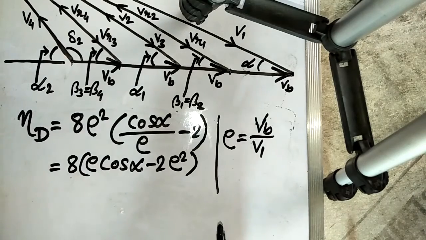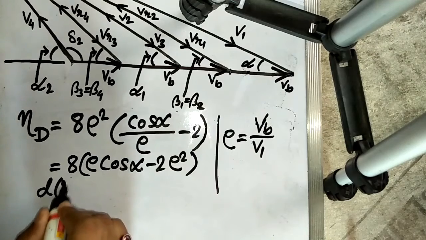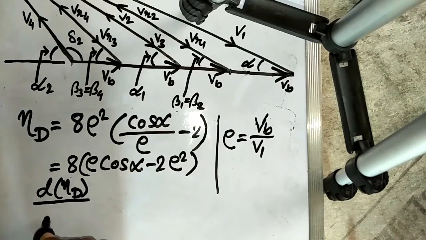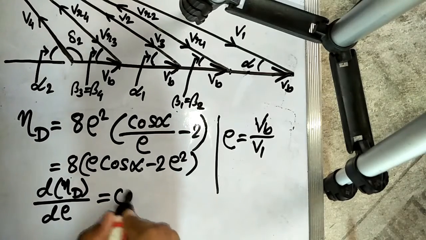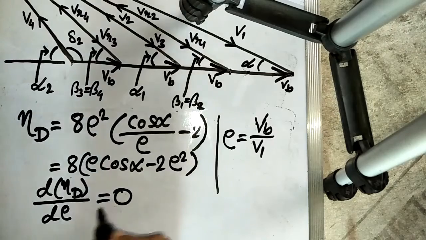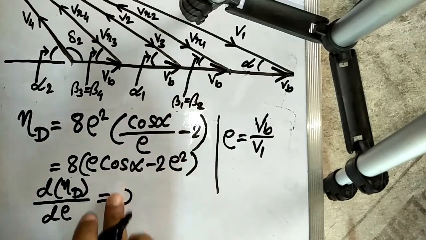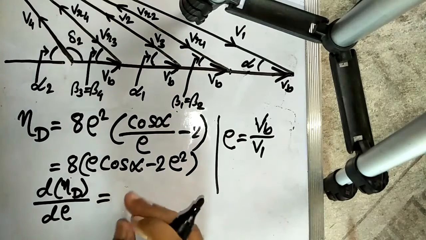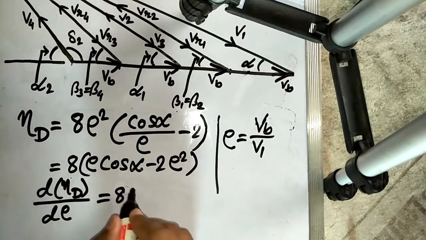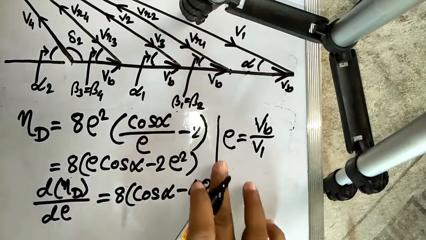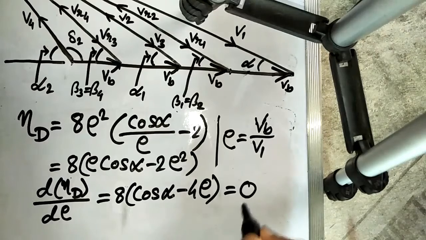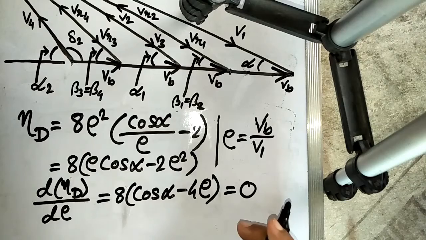Now to find out the maximum efficiency, we have to differentiate this diagram efficiency with respect to rho, and we have to equate this derivative with 0. So by differentiating this efficiency value with respect to rho, we get 8 cos alpha minus 4 into rho, and that is equals to 0, to find out the maximum efficiency.